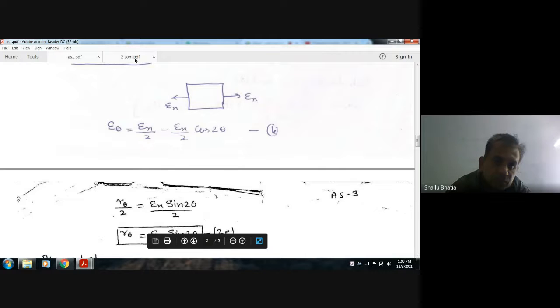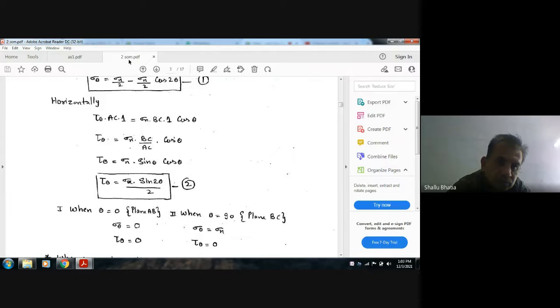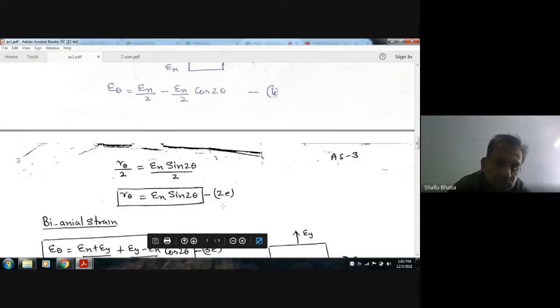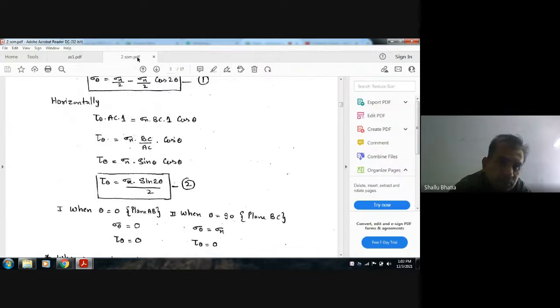The expression for shear stress is tau theta equals sigma x sin theta by 2. So for shear strain, tau theta is replaced by gamma theta by 2, and sigma x is replaced by epsilon x; here it is not divided by 2. So gamma theta is equal to epsilon x sin theta, where the 2 and 2 cancel out, and then epsilon x sin theta.